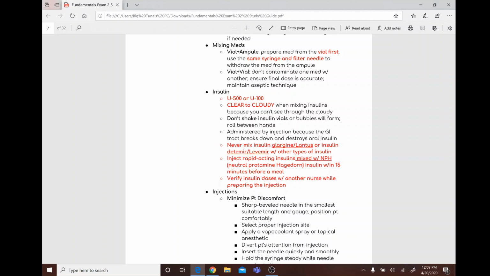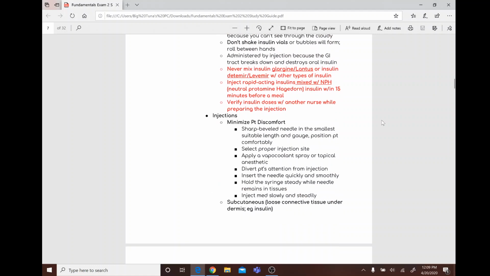Why do we administer insulin via injection? The GI tract breaks down the insulin and destroys it. So what insulins are we not going to mix with any other type of insulin? Insulin glargine or Lantus, or insulin detemir or Levemir. Alright. How long do we have to give food to someone after giving insulin? 15 minutes. Verify all insulins with another person.